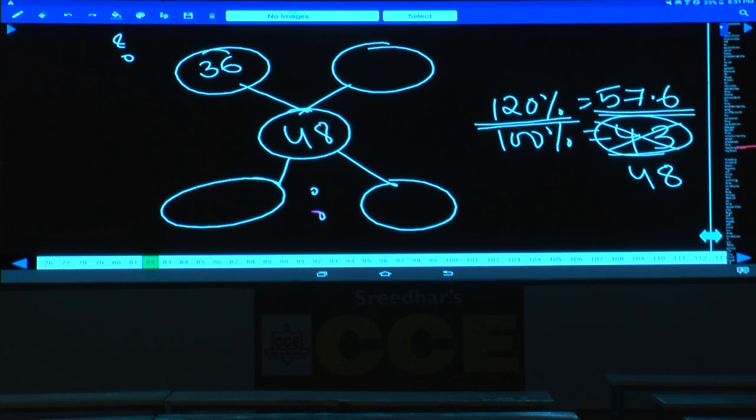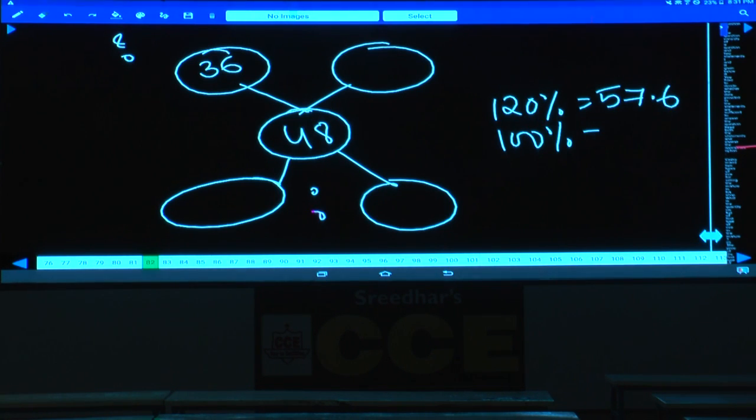Out of 48, 10% is 4.8. 20% is 9.6. 48 plus 9.6 is 57.6. Satisfied or not? Yes. This is how I calculated. Now, is this the information we have in the first one?